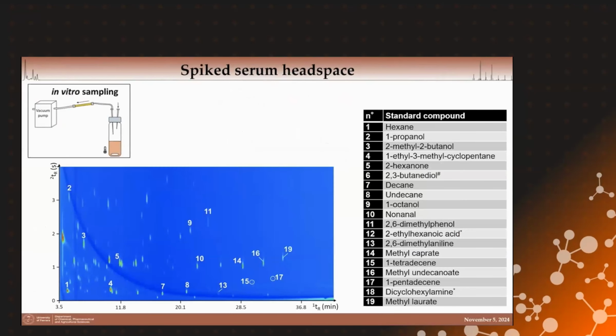This is the setup we use for in vitro sampling. Here the sample was a culture media that we spiked, and on the list on the right, you can see the list of the standards we used as a spike in the culture media for the evaluation. In the sampling conditions, we used 37 degrees and 1 liter of dynamic headspace extraction volume at 200 ml per minute.